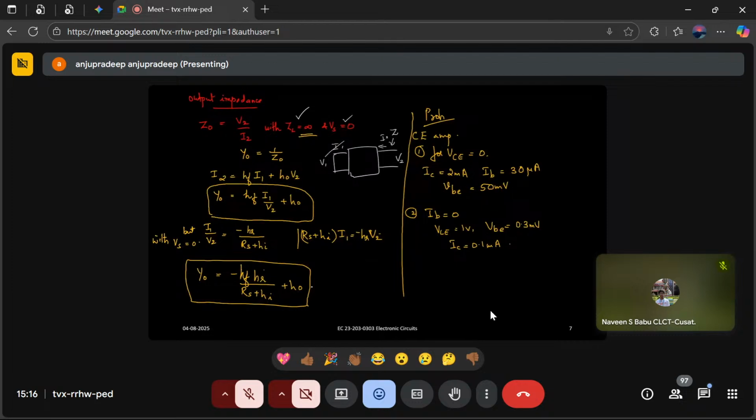So look at the equation. This output admittance has all H parameters in there. You have to use all H parameters to find the value. So these problems we'll do next day. Take it as a homework.